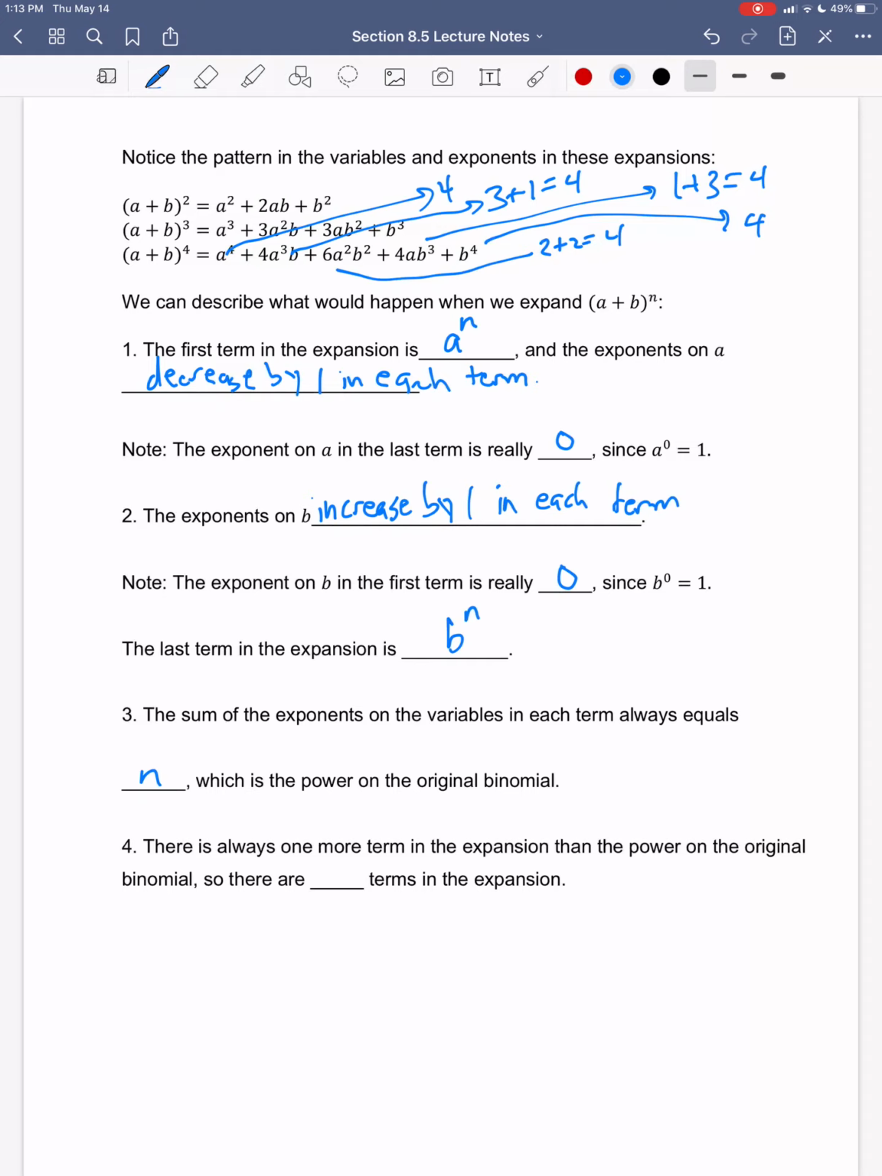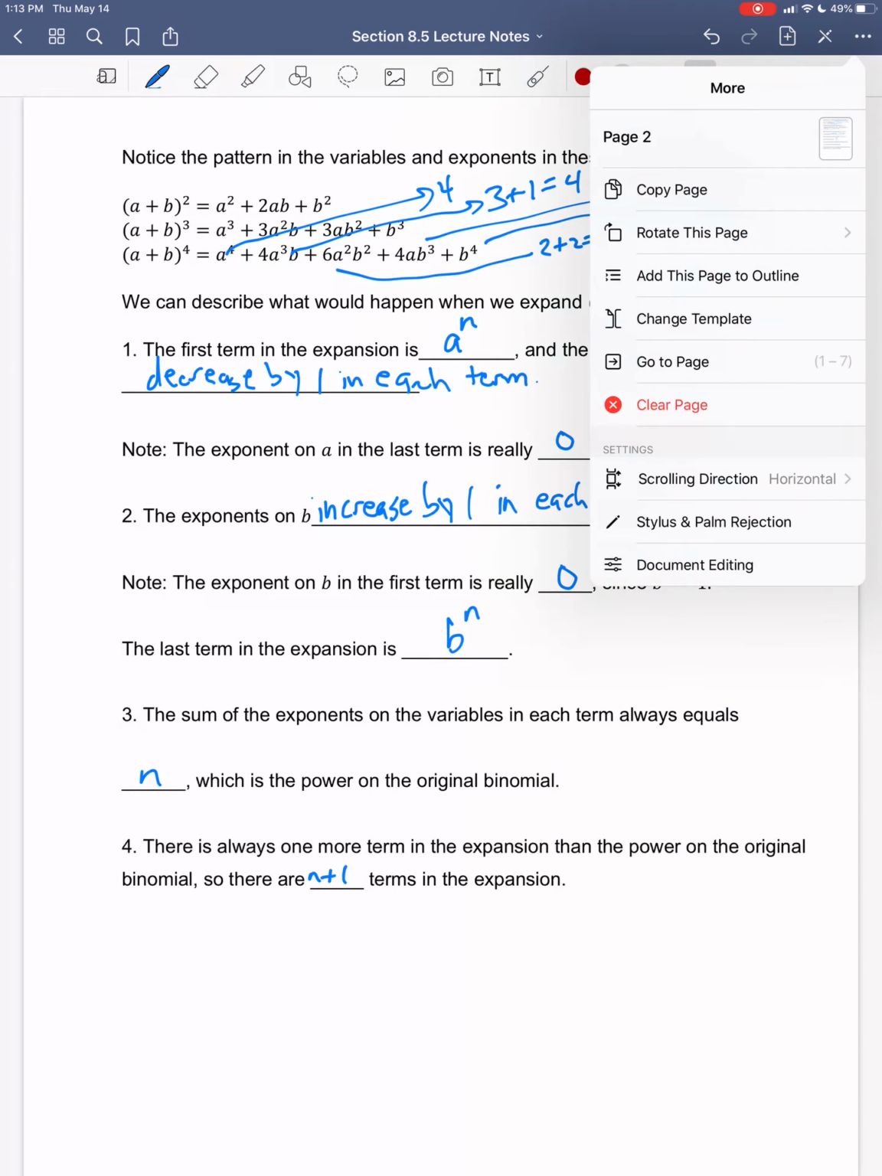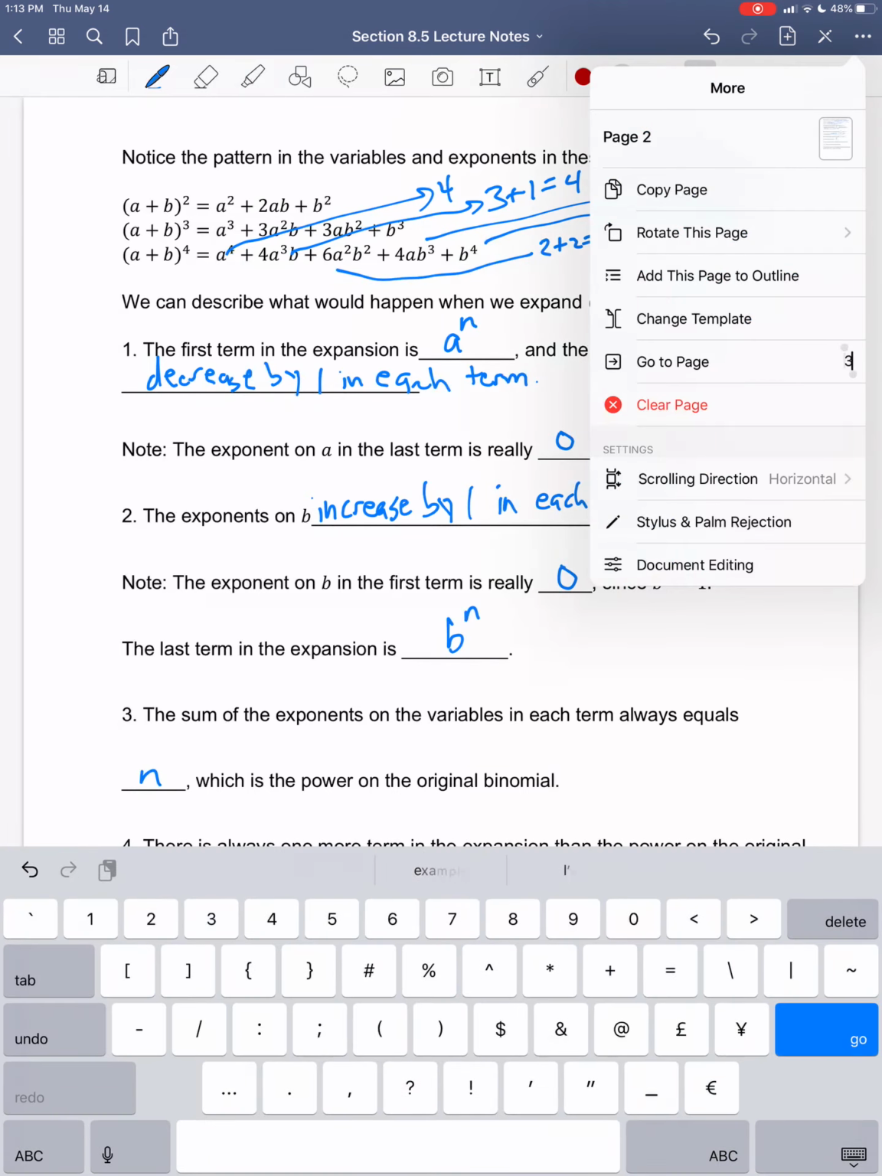And how many terms are there? Well, I had 3 terms, 4 terms, 5 terms, but that was second power, third power, fourth power. So there's always one more term in the expansion than the power on the original. So if it's the nth power, there's going to be n plus 1 terms in the expansion. So I can sort of predict what the expansion is going to look like without actually doing it.